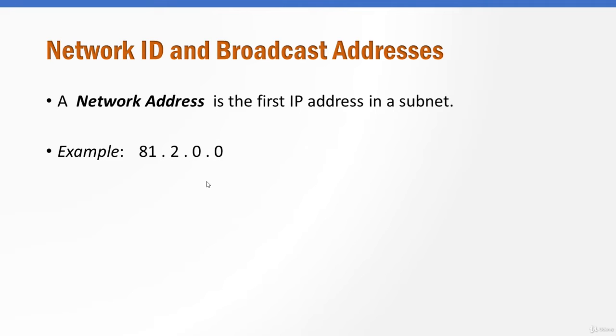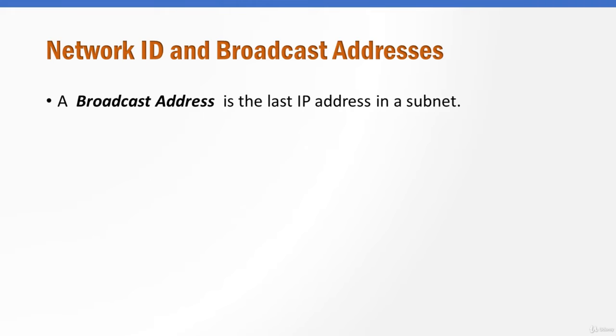Here we have an example, 81.2.0.0, where the first 2 octets are the network portion and the second 2 octets are the host portion. The network address has its host portion filled with zeros, and the broadcast address is the opposite. A broadcast address is the very last IP address in a subnet.